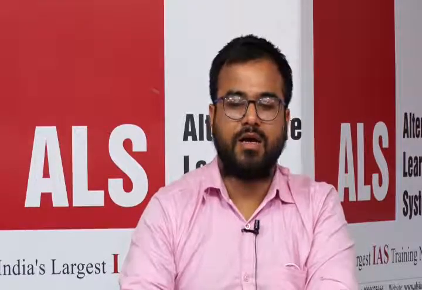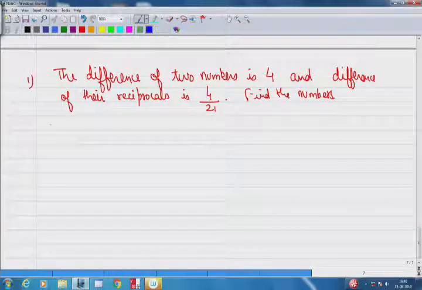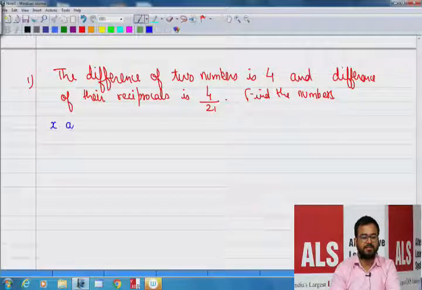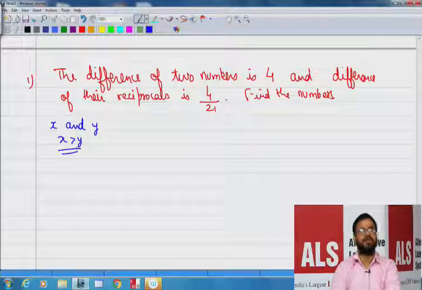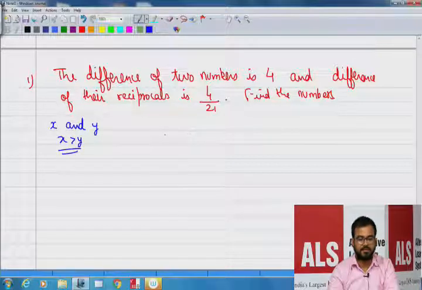See, you can solve it like this. Difference of two numbers is 4. So you can take the numbers as x and y, and you can assume, let's say, x is greater than y. If x is greater than y, it means the difference of two numbers is x minus y, that is equal to 4.